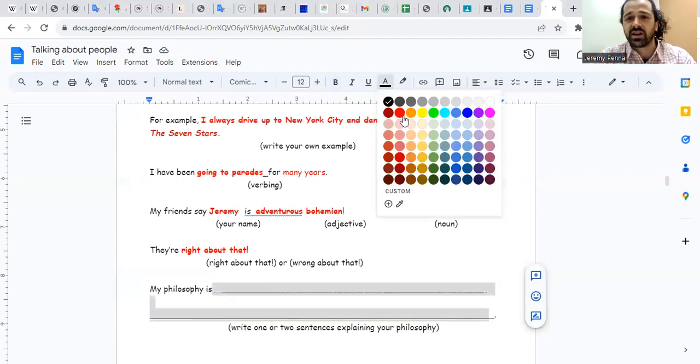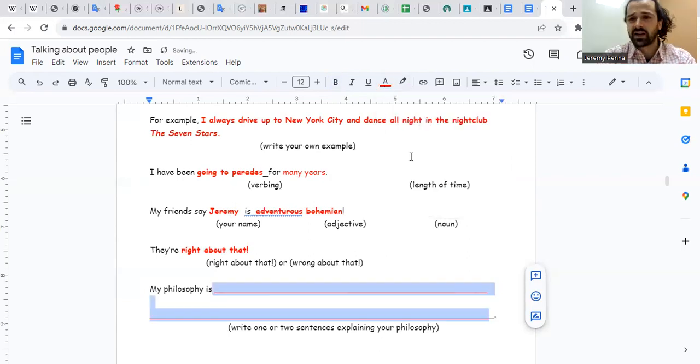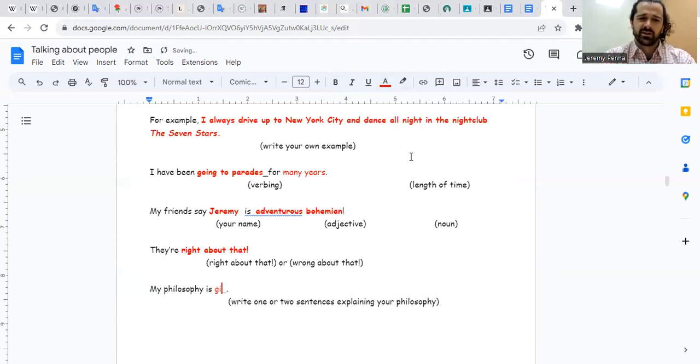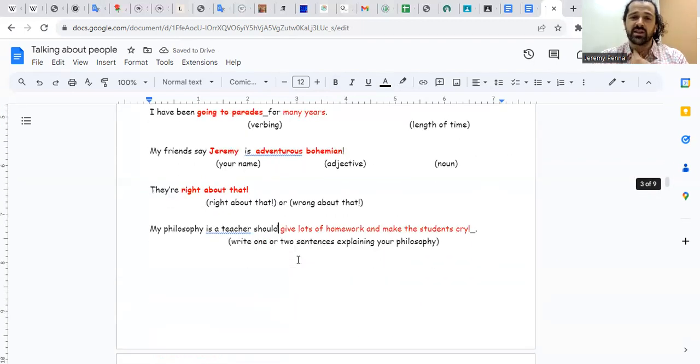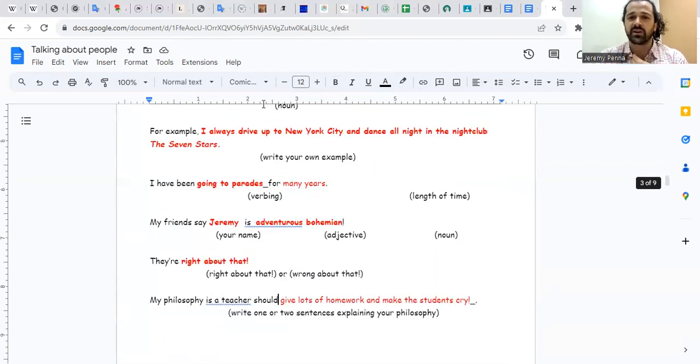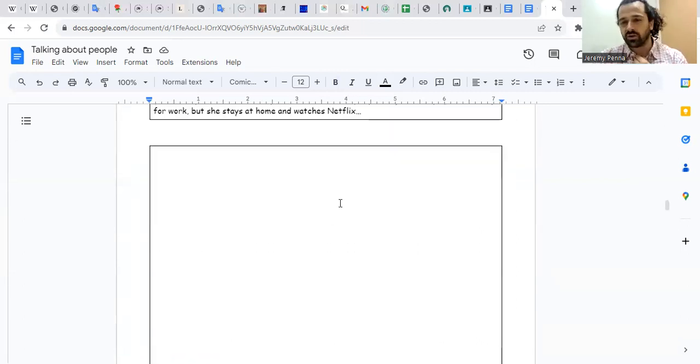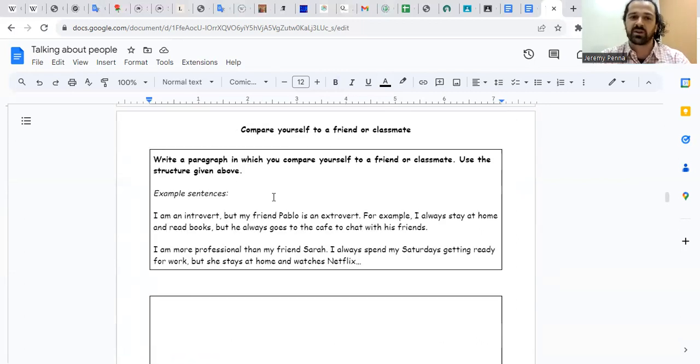Now, in theory, it should connect to what we have written. My philosophy is give lots of homework and make the students try. Whoops, that's not really a sentence, is it? My philosophy is a teacher should give lots of homework and make the students try. All right, so you have this, and this is very helpful, and then it asks you to do your own based on the above template, and it asks you to compare yourself to a friend or a classmate.